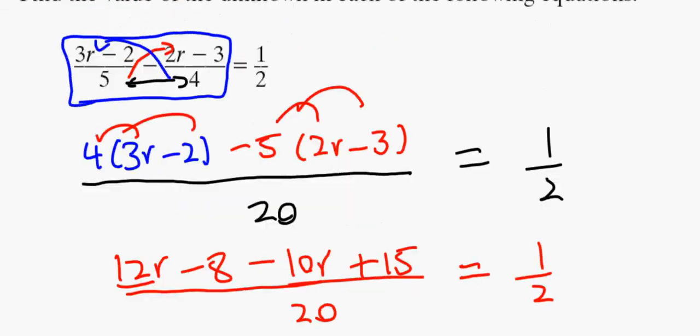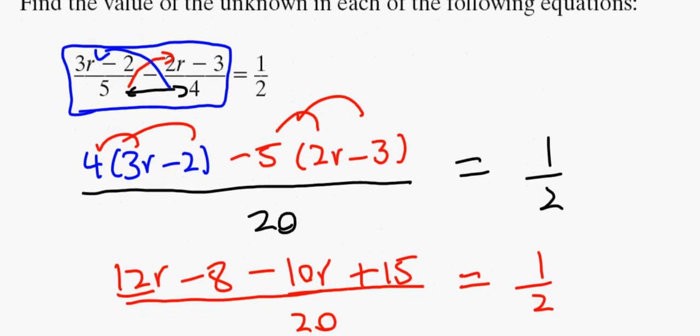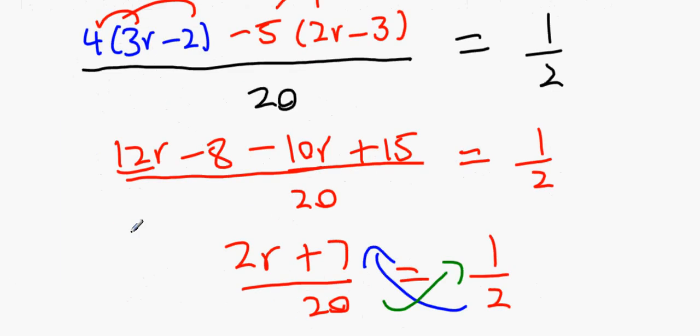Okay, so just a quick check here to make sure everything's alright. 4 multiplied by 3r minus 2 is 12r minus 8. 5 multiplied by 2r minus 3: 5 times 2r is minus 10r, minus 5 by minus 3 is plus 15. Now 12r minus 10r is 2r, minus 8 plus 15 is plus 7.